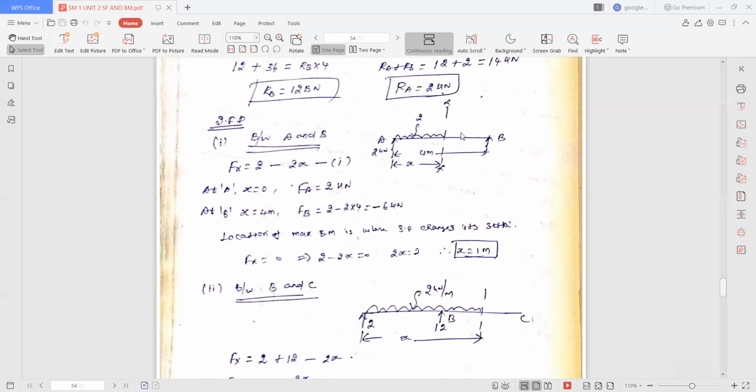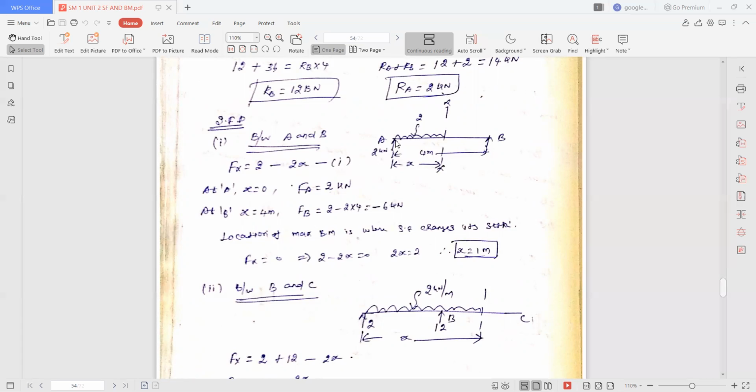Here, in between A and B, I have taken the section. So, what is shear force? It is nothing but the sum of the forces acting, including reactions, on either the left side of the section or the right side. Here I am always concerned with the left side. Therefore, at the section, f of x is equal to the sum of all the forces acting on the left side. The force acting on the left side is 2 kilonewton upward, then the downward load is minus 2 into this distance x, so minus 2x. This is equation 1.